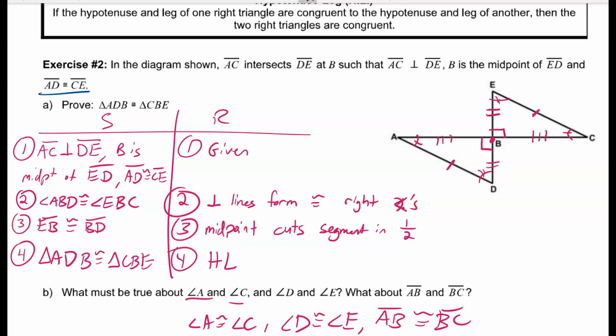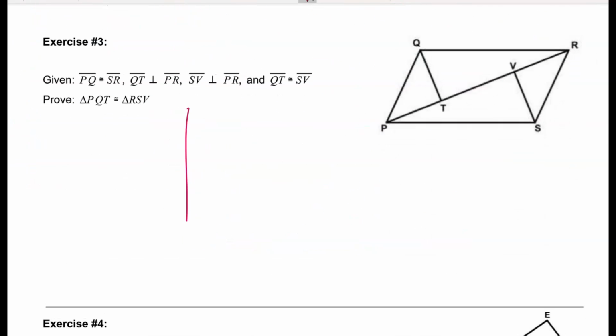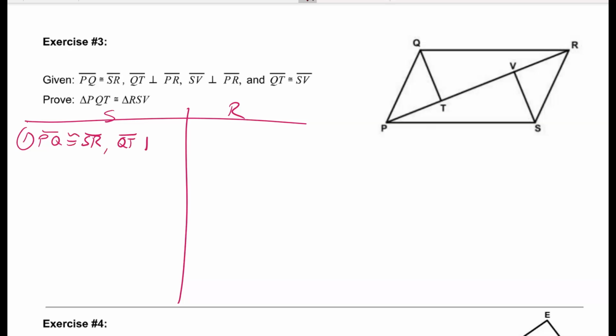So let's try one more proof. For exercise number 3, they've given me a lot of givens here, so I'm just going to read them and jot them down. PQ is congruent to SR, QT is perpendicular to PR, SV perpendicular to PR, and QT congruent to SV. So that's a lot of given information, and there's a lot going on in this picture here.